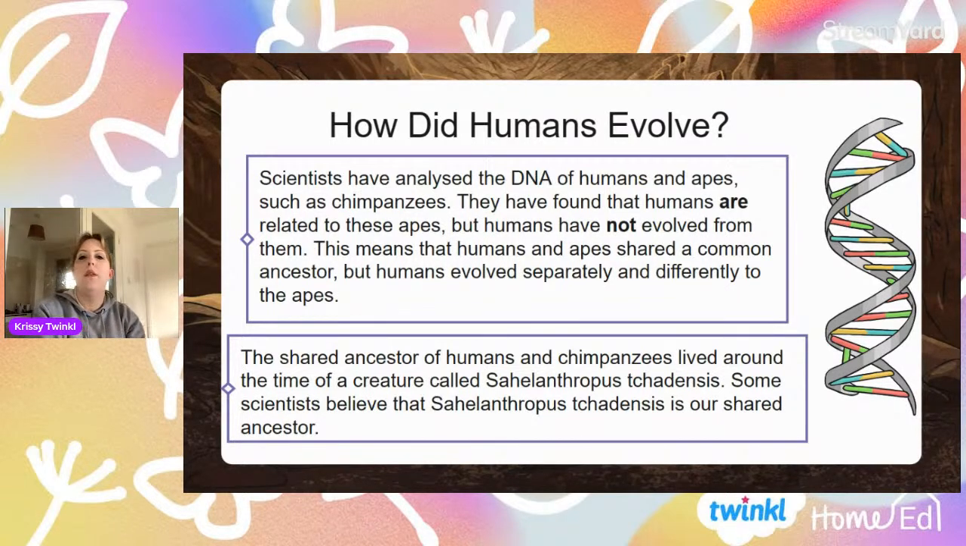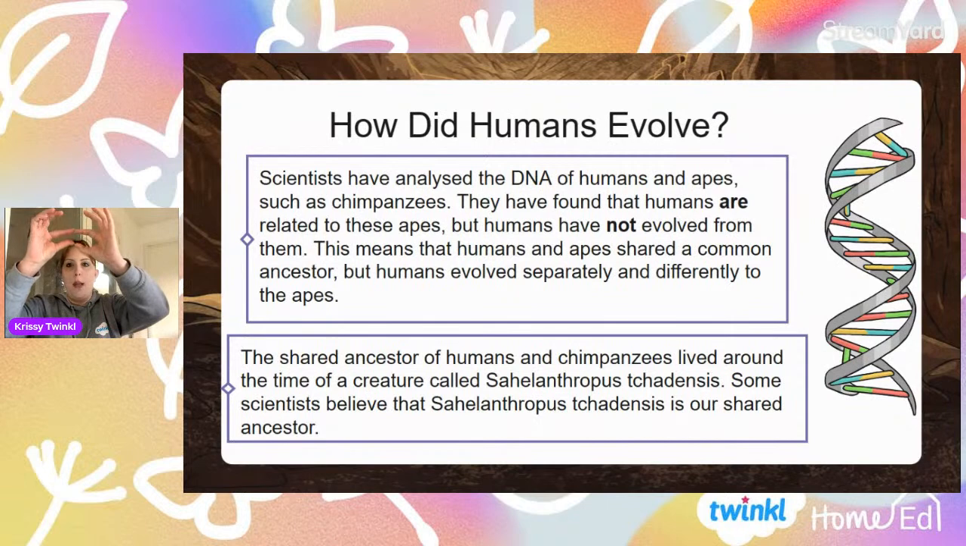So I hear this all the time. We're evolved from apes. We're evolved from monkeys. No, we aren't. We have a common ancestor. So somewhere, scientists believe, if you go back millions of years, we have a common ancestor, but we evolved separately. We evolved differently. So we have a shared ancestor, but we are not evolved from each other. Does that make sense? So never again say we're evolved from apes, monkeys, or chimpanzees, because we're not. We are believed to have a common ancestor, but we are not evolved from apes.